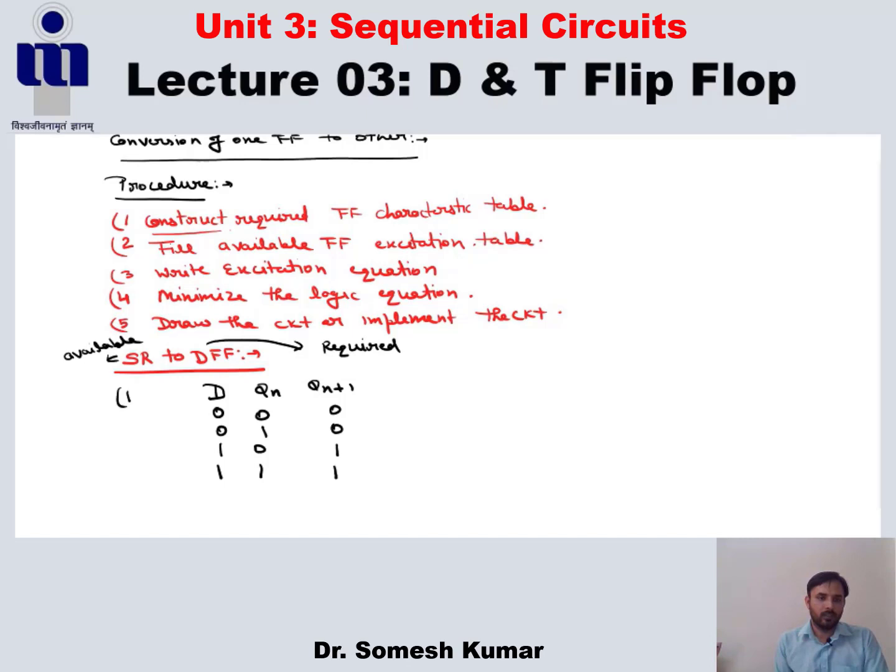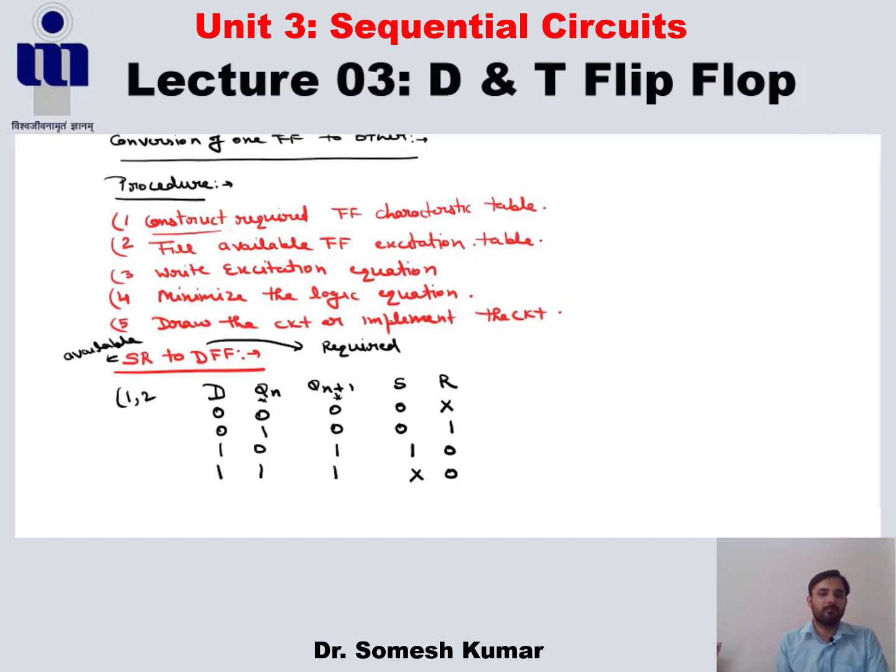So now in the second step we have to fill the available flip-flop excitation table. Here the available flip-flop is the SR flip-flop. You know that in the excitation table of our SR flip-flop, the inputs are Qn and Qn plus 1, and here we write S and R. Now fill the excitation table for it. You know the excitation table for the SR flip-flop: 0 to 1, 1 to 0, and so on.